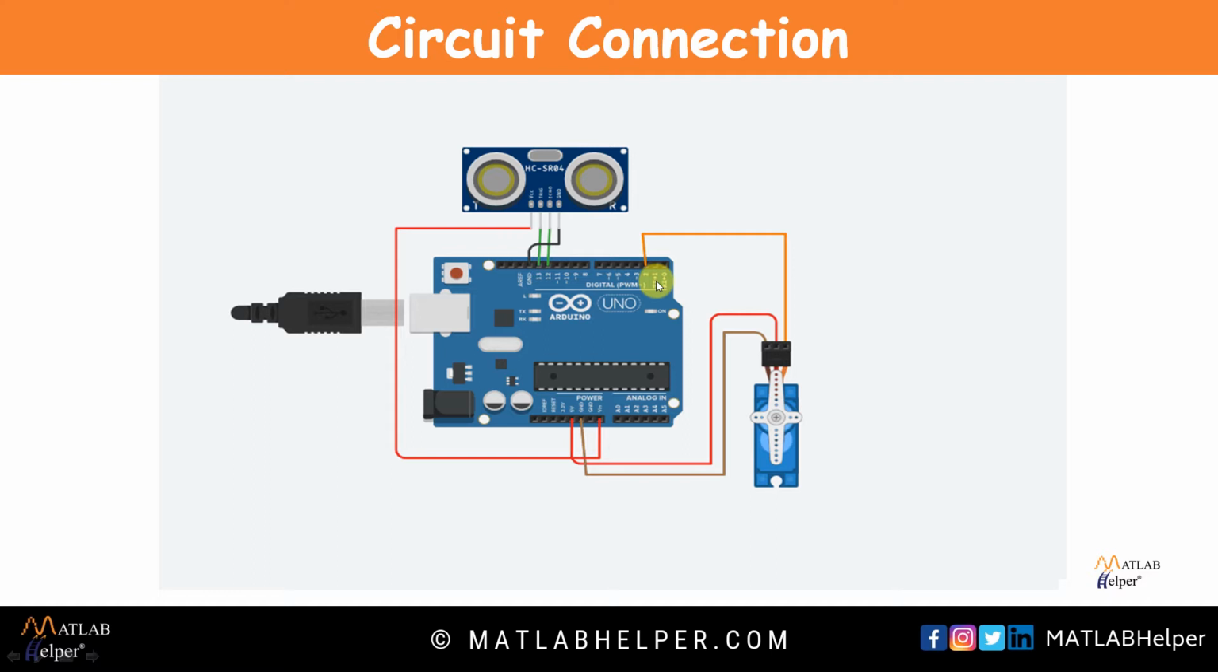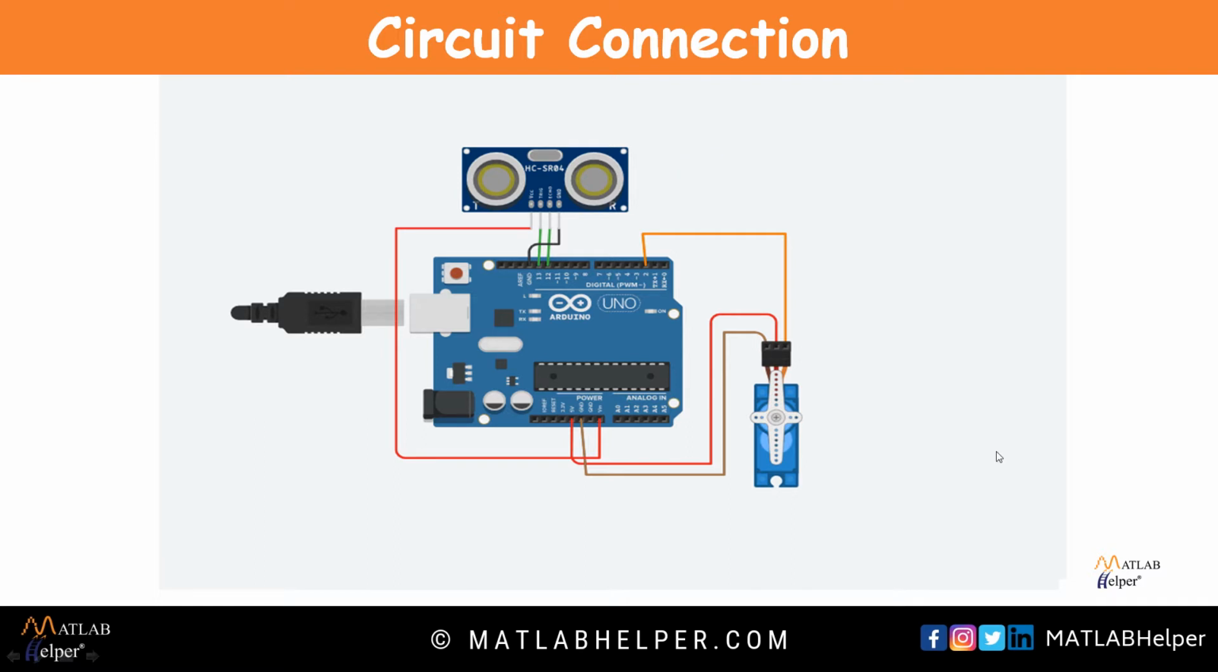So this was the basic circuit connection, and we will be mounting this ultrasonic sensor on top of the servo motor, that is on the shaft of the servo motor, so that we can get a 2D map of a 180-degree field of view. So this was all about the circuit connection.